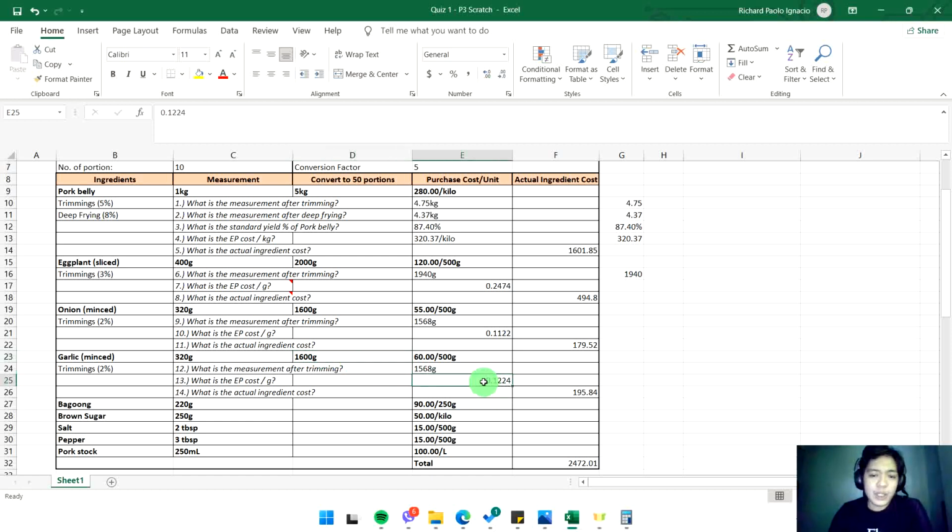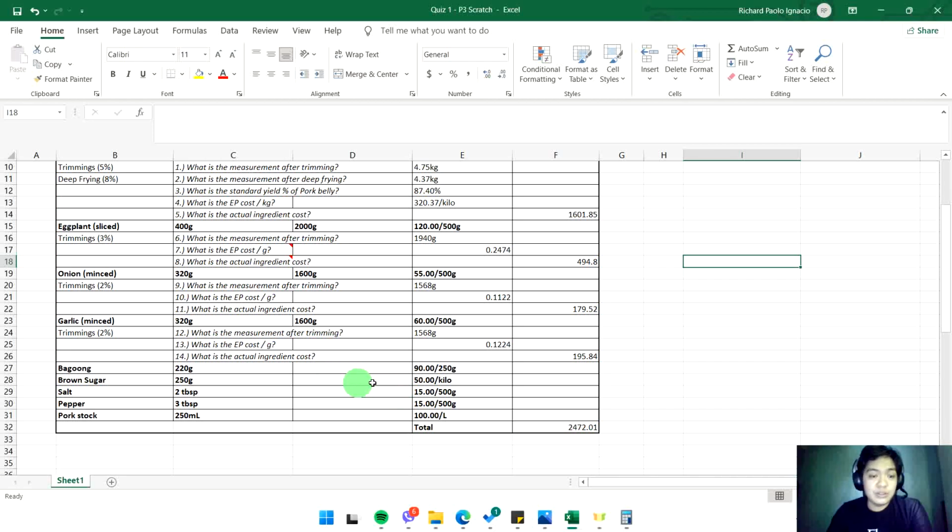Kasi ang nangyayari, ito ngayon, ito yung 0.2474, itong 0.1122, itong 0.1224, yan na ngayon yung presyo per gram after getting the edible portion. Ito na ngayon yung magiging presyo ng ating bilihin per gramo. Kaya ito ngayon yung i-multiply natin or ito yung gagamitin nating reference para makuha natin yung actual ingredient cost. I hope that is clear with everyone. And if not, of course, I'll be available for further questions.